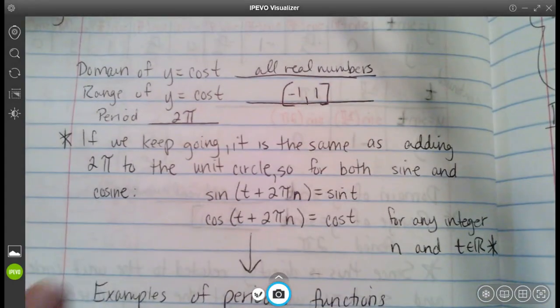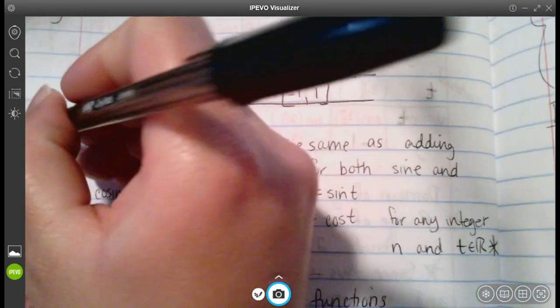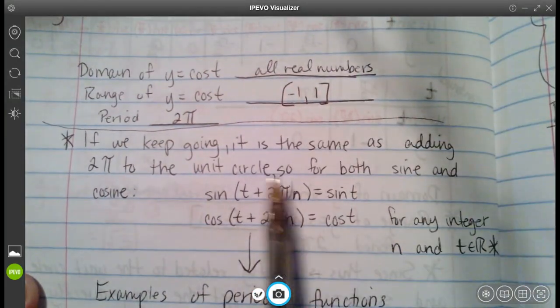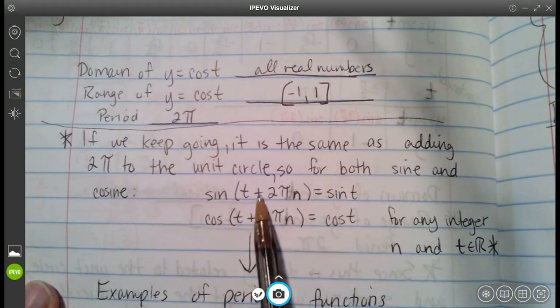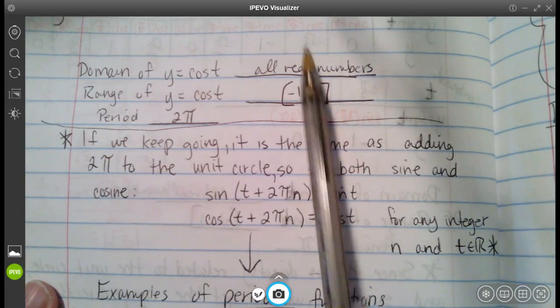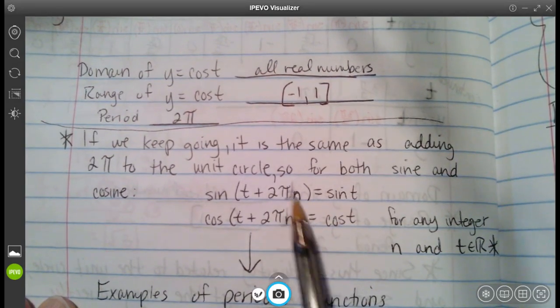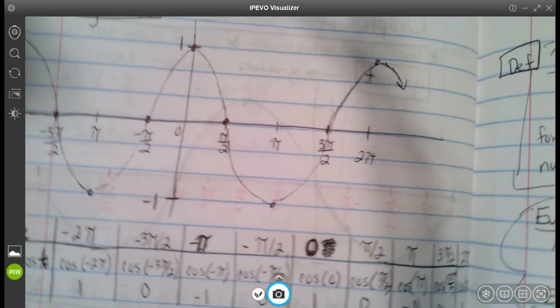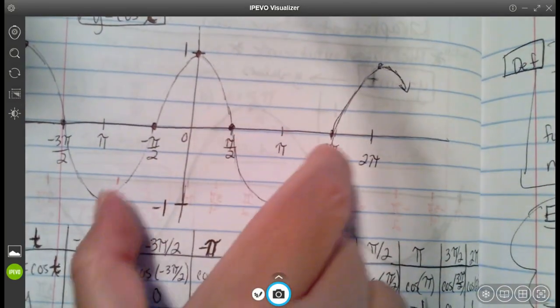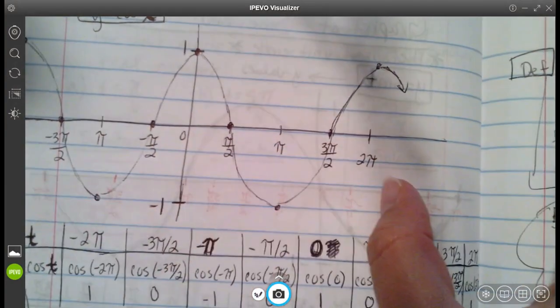If we keep going, it is the same as adding 2 pi to the unit circle. So for both sine and cosine, this is a summary for both of them. If we were to keep going for both of these functions, this right here is true. In other words, all I have to do is add 2 pi times n, with n being any integer: 2 pi times 1, 2 pi times 2, 2 pi times 3, etc. And it would give me the exact same function, because if I take this and translate it over, think of it like a transformation, okay?